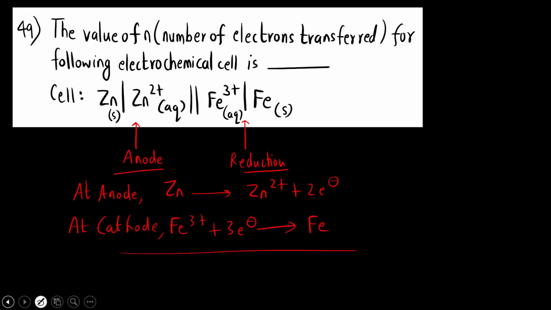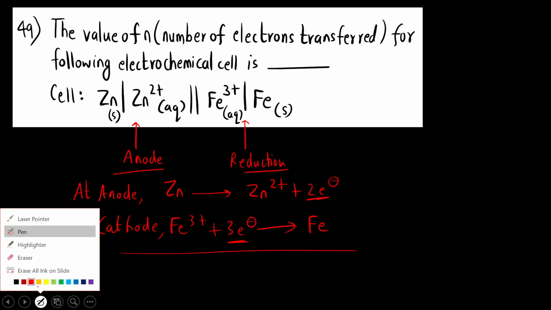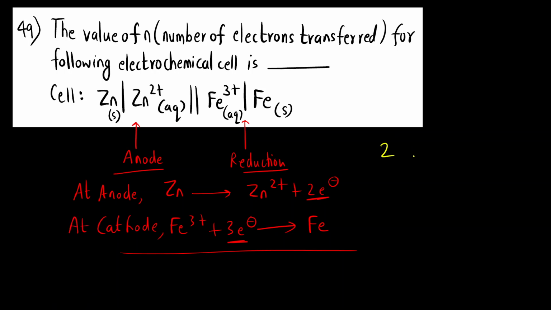Now we have to write down the net cell reaction. For that, what should be the criteria? The electrons should be the same. In a hurry, if you have written the answer as 2 or 3, then the answer is going to be incorrect. You have to multiply by a factor such that the total electrons get cancelled. So here it is 2.